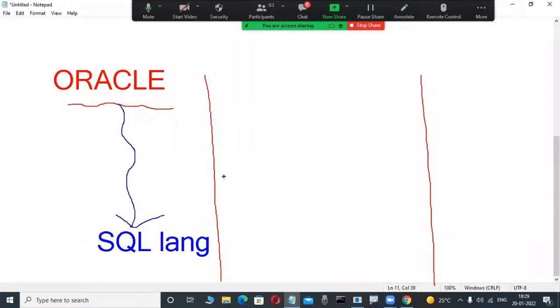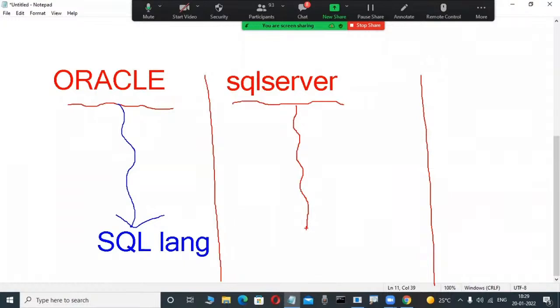Suppose in my company another project is there, also a relational database product from Microsoft, SQL Server. Some employees are working on the SQL Server product. That is also a database product, same as Oracle, but to operate that SQL Server they use one language only. What is that language? SQL is a language.